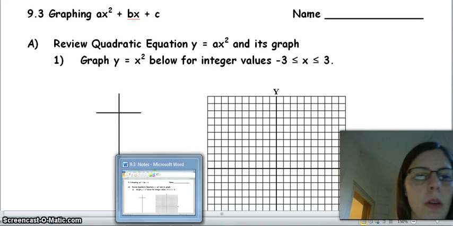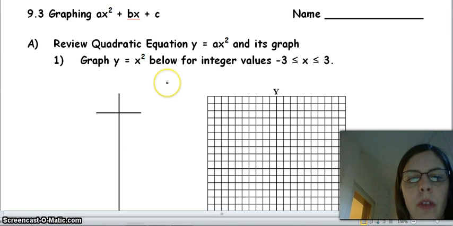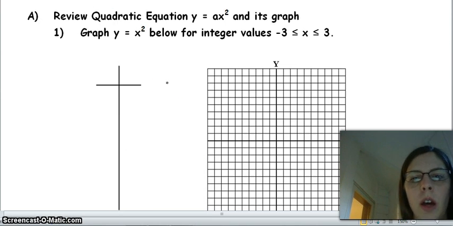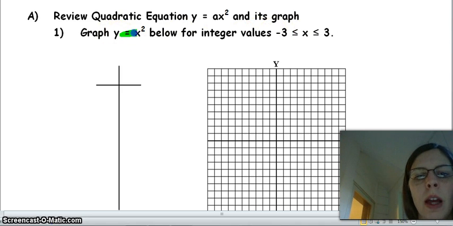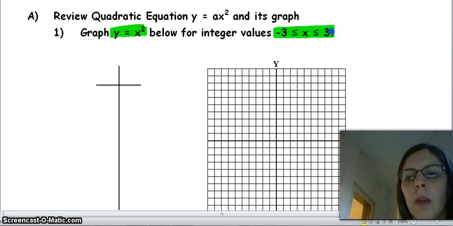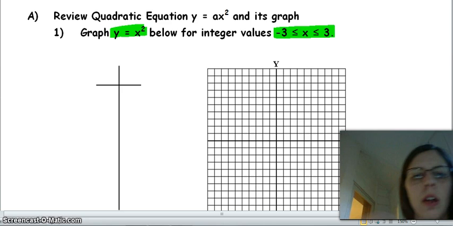Alright, so today we're going to look at 9.3, graphing ax squared plus bx plus c. So we're going to review how to graph the quadratic equation. And the one thing we want to look at here is we're going to graph y equals x squared for the integers -3 through 3.